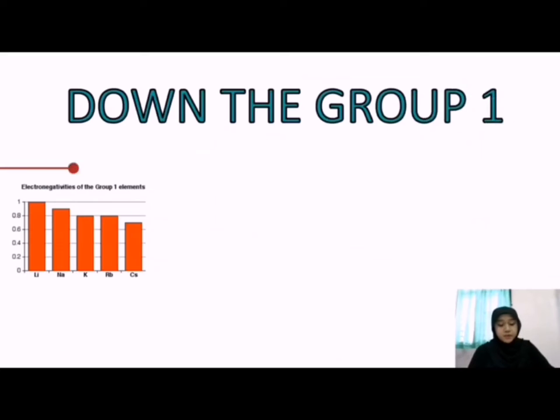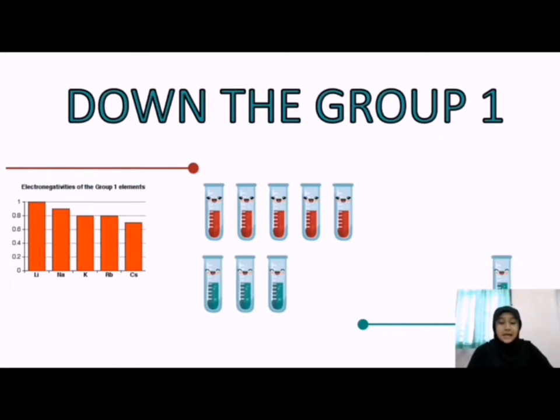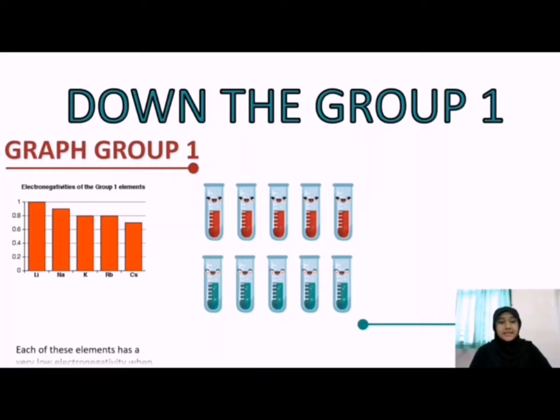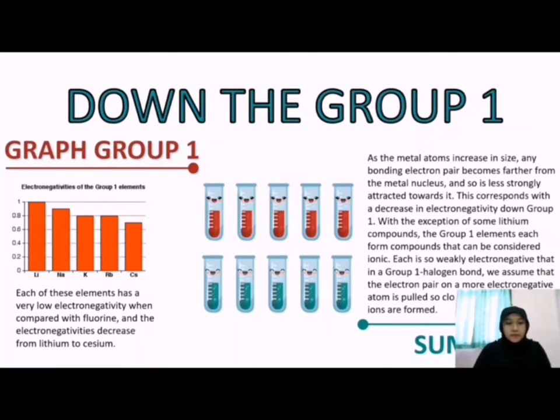For the second point, we are going to talk about the variation in electronegativity down group 1. In this slide, we can see the graph of electronegativity of group 1. You can see that as it goes from lithium to calcium, there is a difference in their electronegativity numbers. This is because each of these elements has a very low electronegativity when compared with fluorine, and the electronegativities decrease from lithium to calcium.